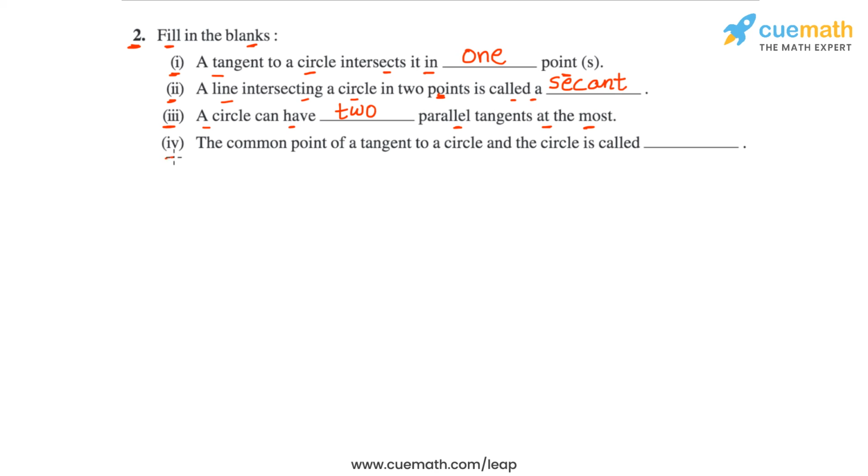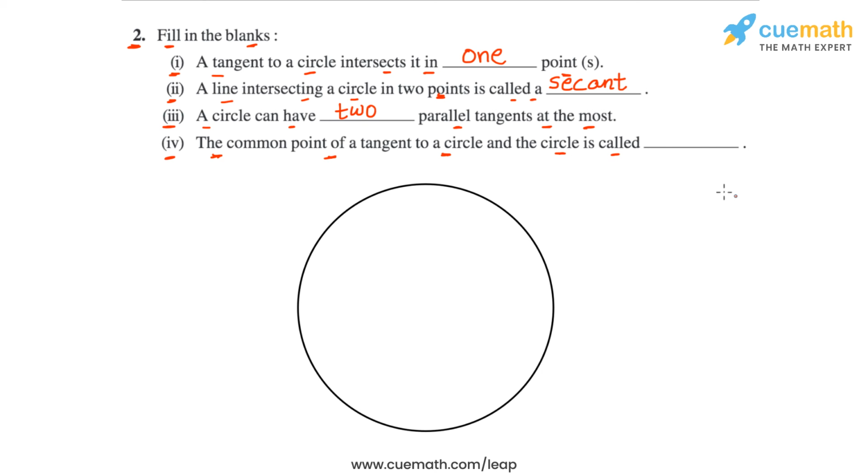Then lastly, we come to statement 4, which says that the common point of a tangent to a circle and the circle is called blank. So if you draw any tangent to a circle, it intersects the circle at exactly 1 point, or it touches the circle. So that point, what do we call this point? Well, this point is called the point of contact. The point at which the tangent touches the circle is called the point of contact. So that's the answer for statement 4, point of contact. Okay, so this completes question number 2.